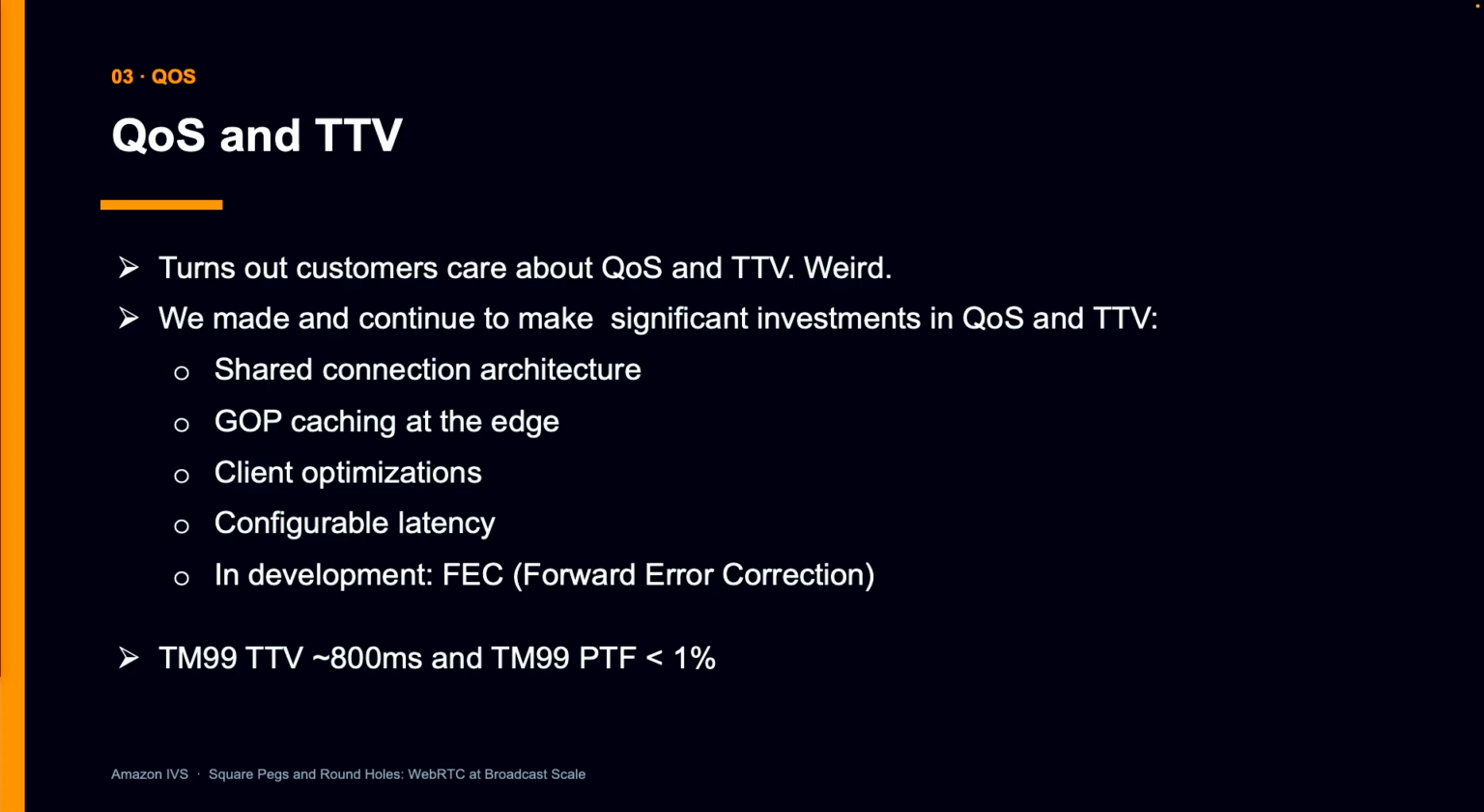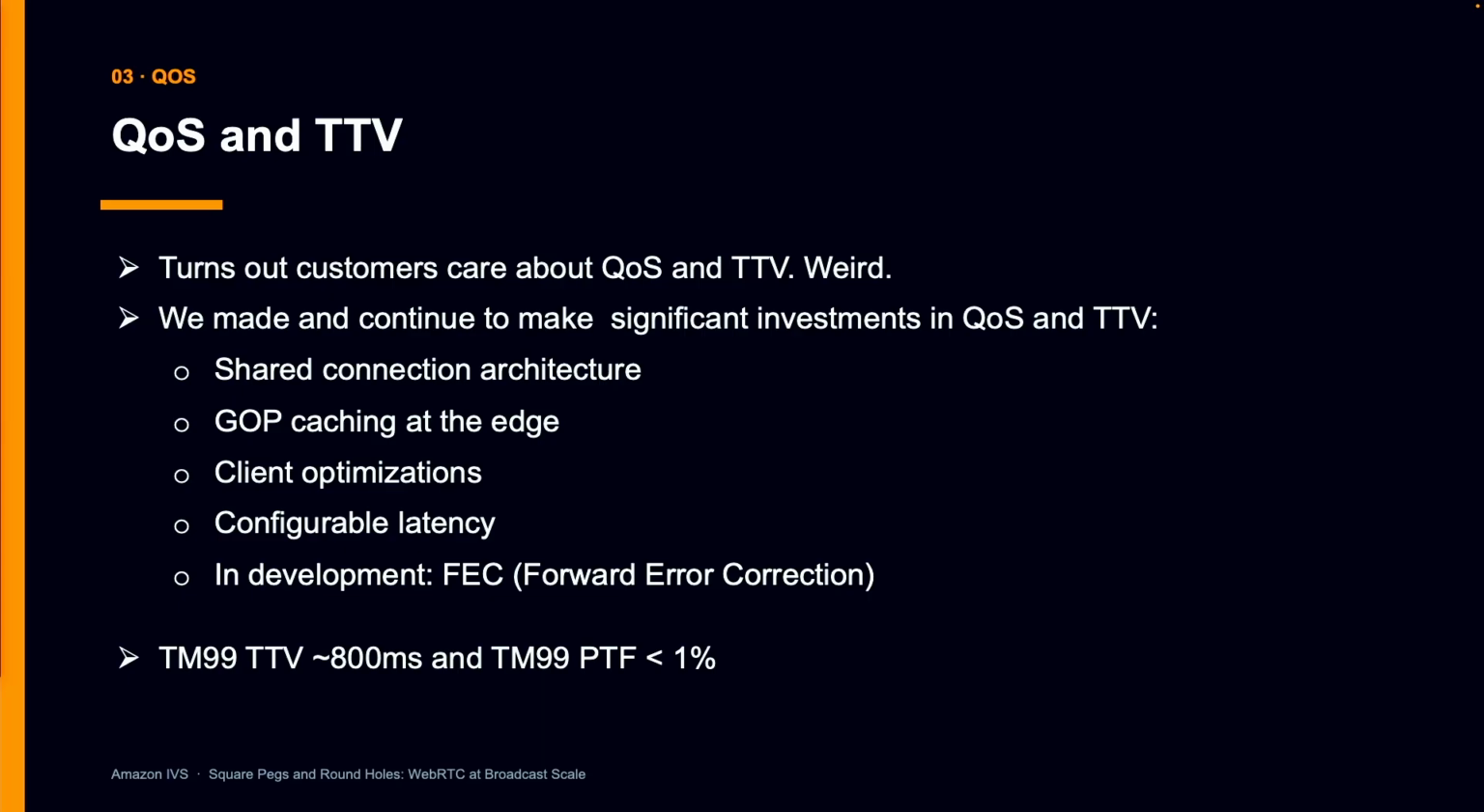We have experiments in progress today. So reducing the number of connections, GOP caching at the edge, which I'll talk a little bit about, a bunch of client-side optimizations, rewriting our Android networking stack, making latency configurable with a configurable jitter buffer, and then forward error correction as well.